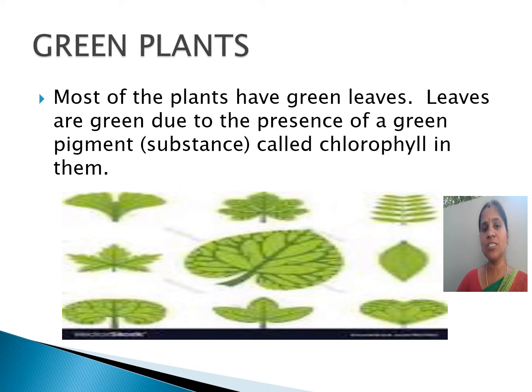Now observe the picture. All the leaves are green in color, no? Yes, different shapes you can also observe. This is a big size and these are different shapes. It is a small size of leaves, and we can observe many shapes of leaves also. Yes, no?